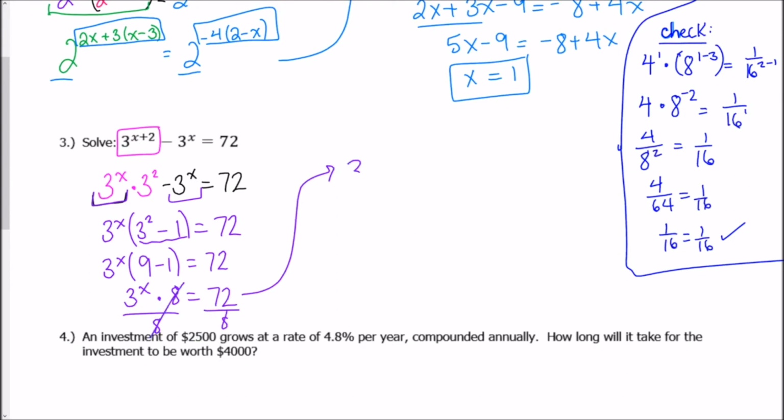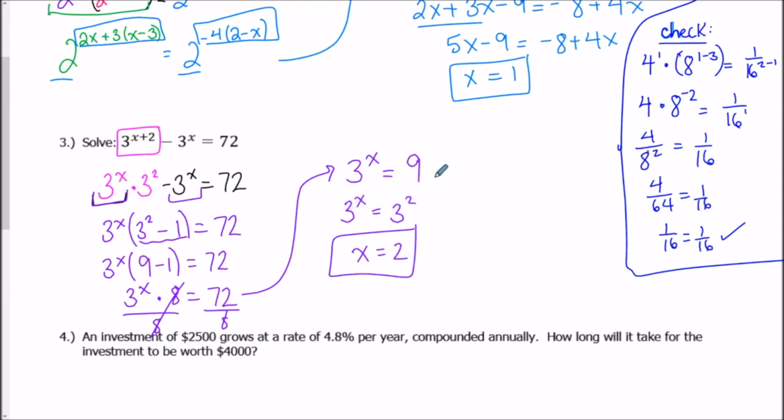So I end up with 3 to the power of x is equal to 72 divided by 8, which is 9. So 9 is 3 to the power of 2, so x has to be 2. And that's my answer for this question right here.